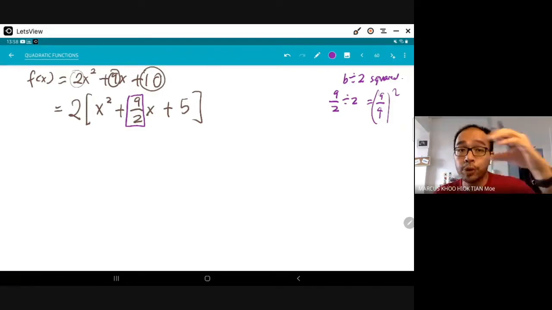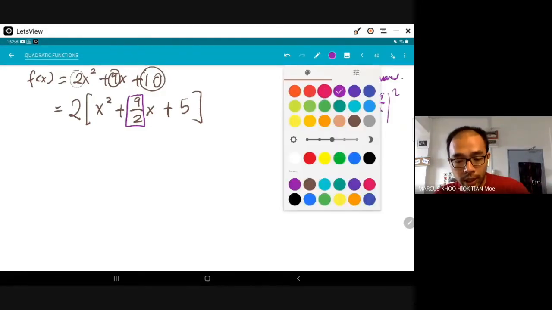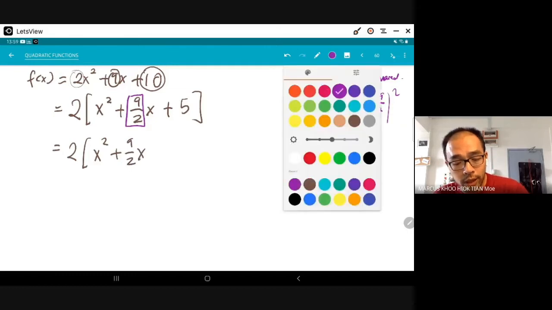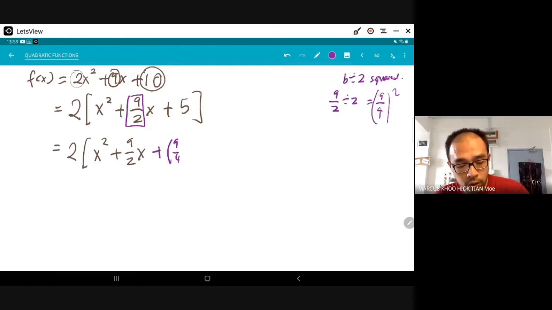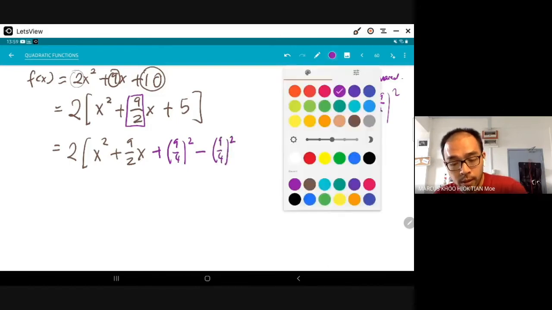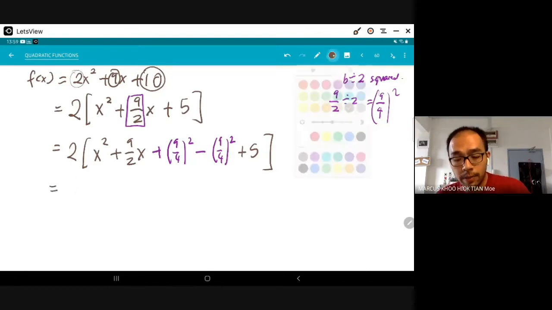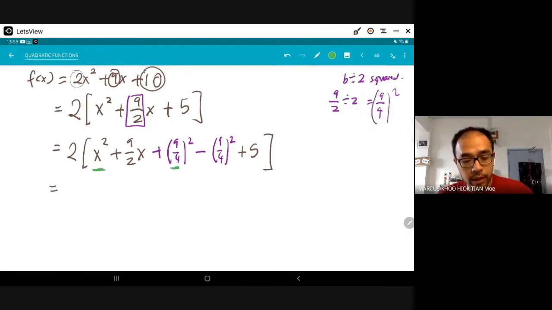Okay, so then we put it inside. So macam mana kita masukkan? Brown color kita kekalkan. x squared plus 9 over 2x. Then after that, baru kita masukkan plus 9 over 4 squared minus 9 over 4 squared. Then plus 5. So then lepas itu apa yang akan terjadi? Ini sama ini, dia akan bergabung menjadi satu. So it will be x plus 9/4.